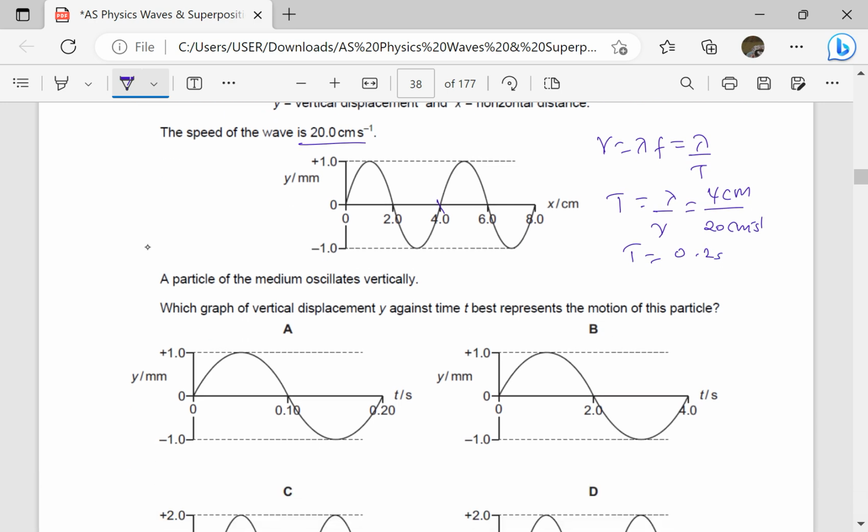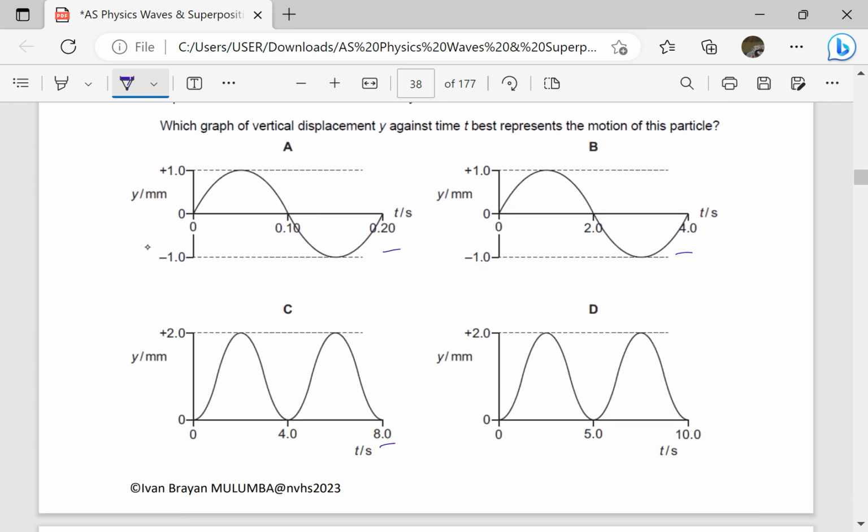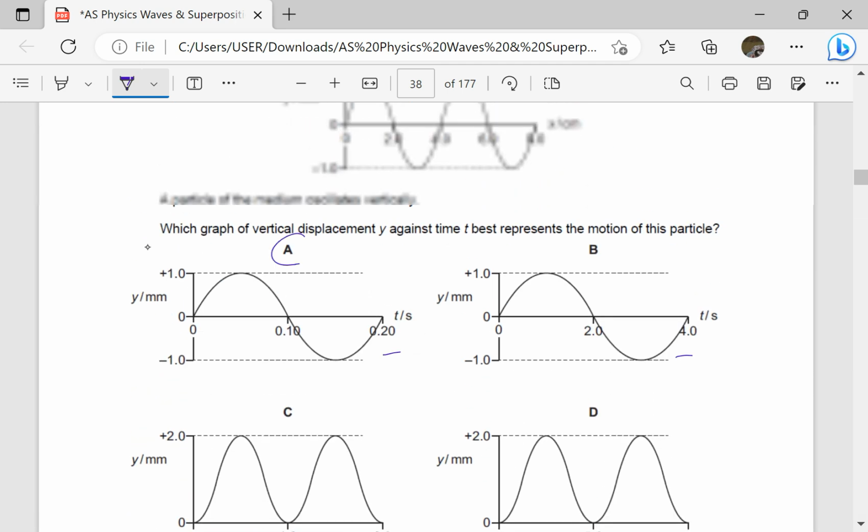So let's check. This one is showing 0.2 seconds. This is showing 4 seconds. This one is showing 8 seconds. This is showing 10. So the answer is A.